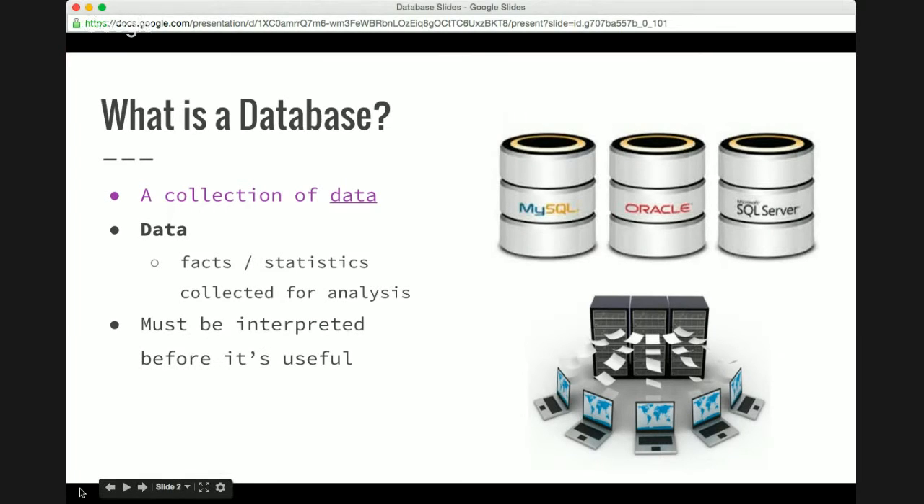First of all, what is a database? A database is a collection of organized data. Data includes facts and statistics that must be collected for analysis. Data in a database must be interpreted before it is useful to humans.